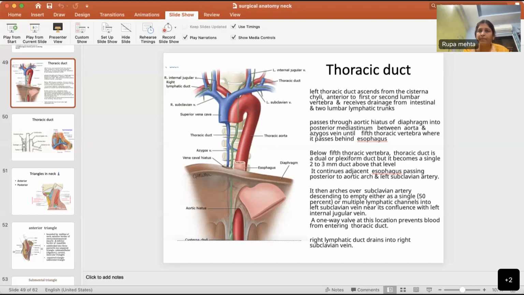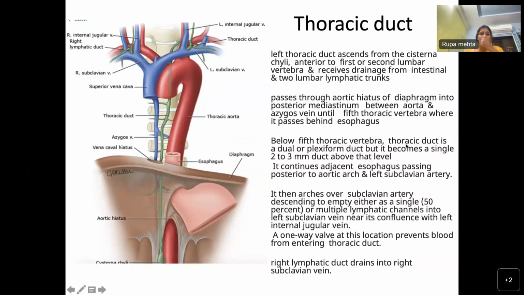Yes, we can see. Click on the slideshow. Yeah, I'll do a slideshow and show. So see, right side you have right lymphatic duct, left side you have left thoracic duct. So it ascends from this cisterna chyli, anterior to L1, L2, and receives drainage from the intestinal and two lumbar lymphatic ducts. It passes through the aortic opening in the diaphragm into the posterior mediastinum between the aorta and the azygos vein, until the level of T5, where it becomes more posterior and passes behind the esophagus.